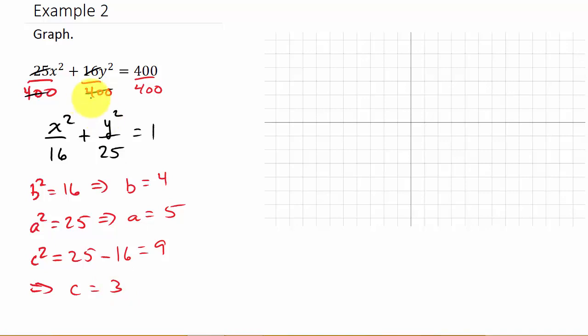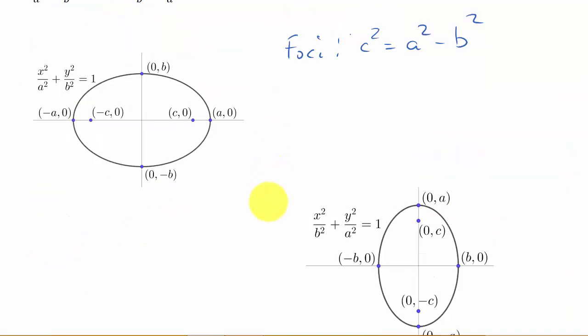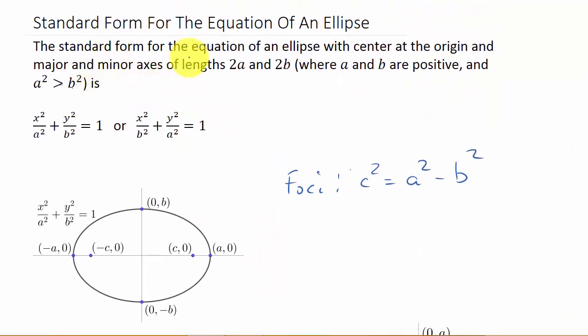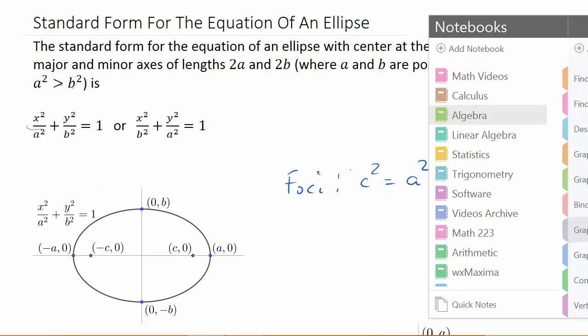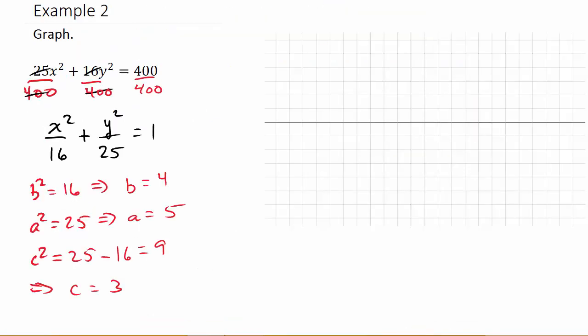Also notice what this says is that the standard form for the equation of an ellipse was center at the origin. So the center's at the origin, so that means it's at 0, 0. I'll have some examples where it's not. You can check those out in another video. I'll make a separate video for that. All right, so we know our center's at the origin. So there's our center.